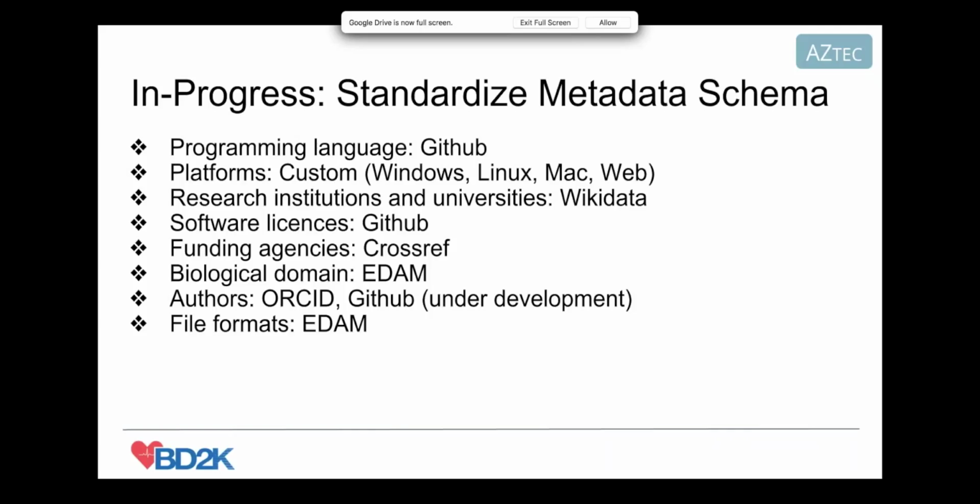For authors, we're still working on a system to standardize authors. Obviously, there are many different people with the same name, but we're going to be using the ORCID ID where available, the GitHub username of the author where available, and their email also to try to make sure that each author of a tool refers to a specific entity.